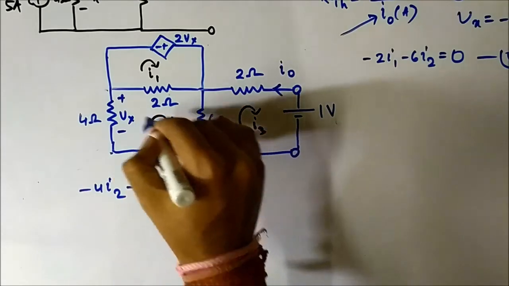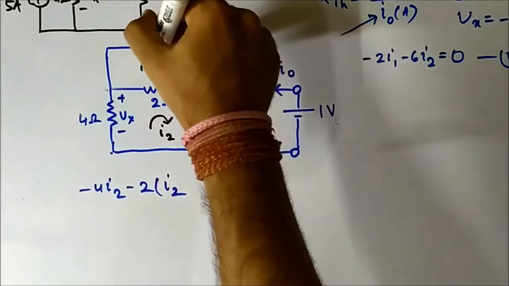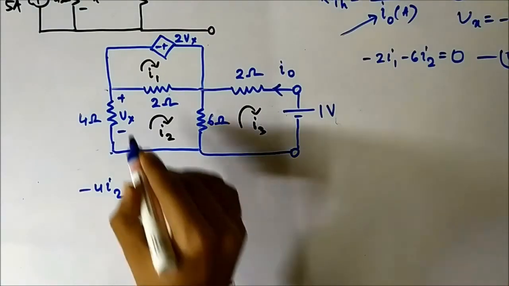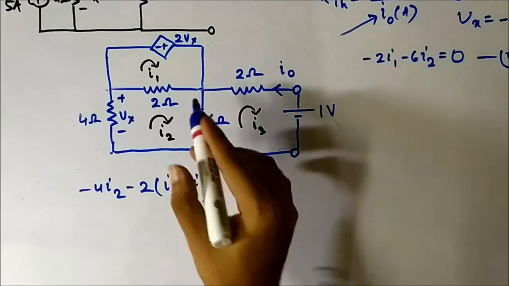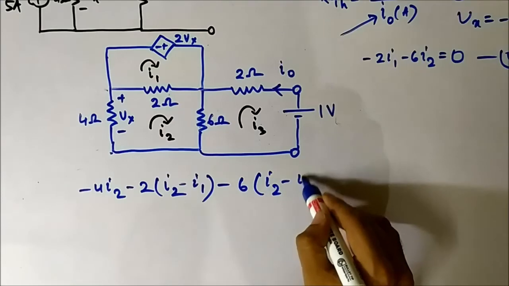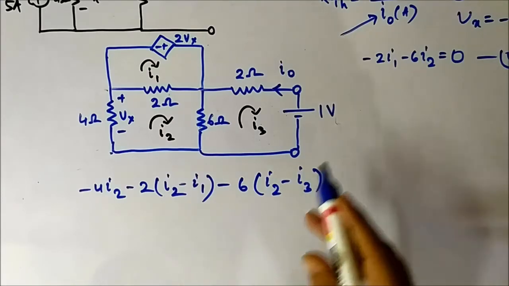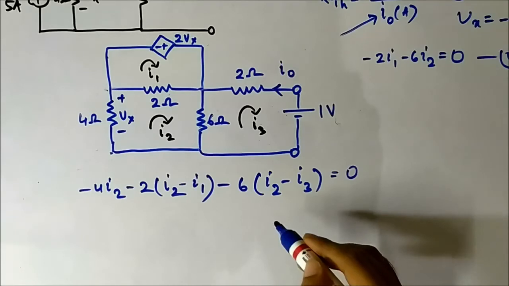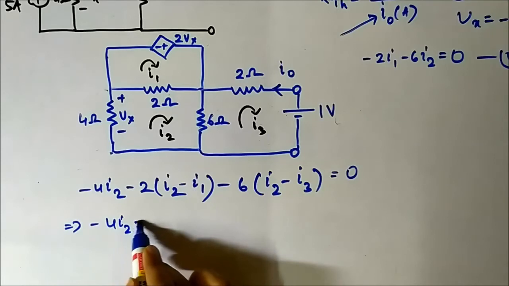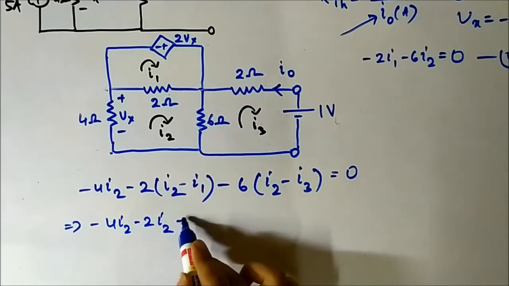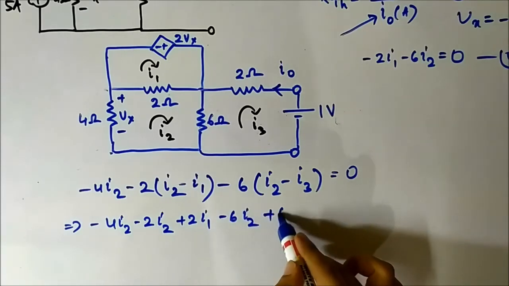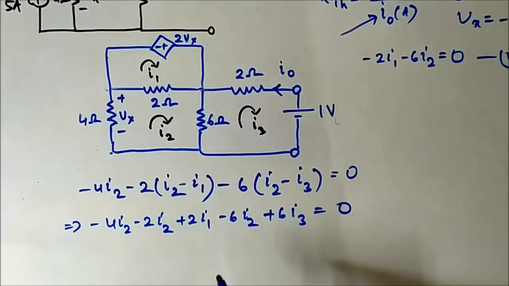So here it is I2 minus I1. In the previous case it was I1 minus I2; in this case it is I2 minus I1. Minus 2 into (I2 minus I1). Again minus 6 into (I2 minus I3). Always I2 is the reference. Thus I2 minus I3 is equal to 0. That implies minus 4I2 minus 2I2 plus 2I1 minus 6I2 plus 6I3 is equal to 0.